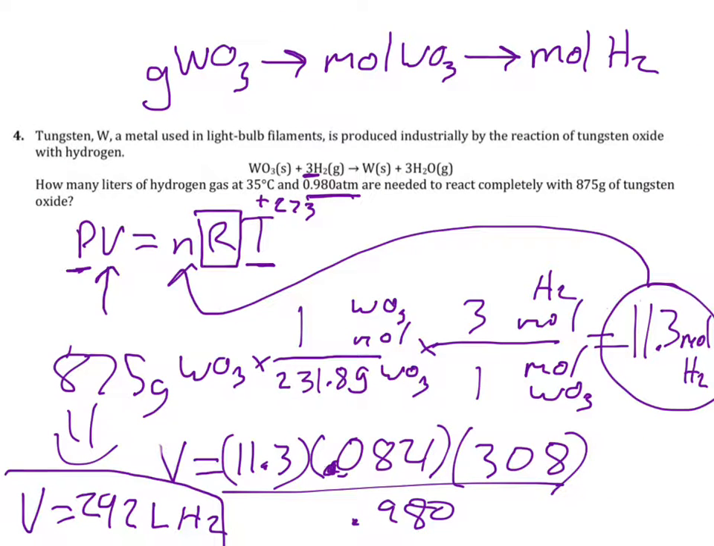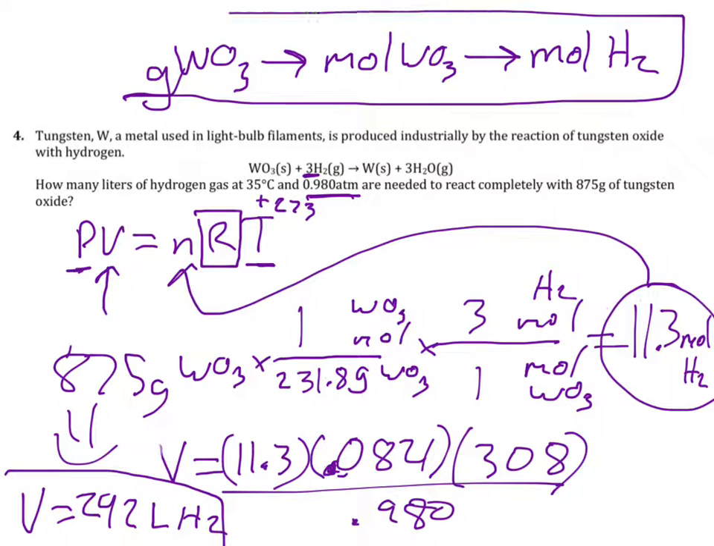And then we have this last one. In this situation, we're given grams and asked to calculate liters, but it's not at standard temperature and pressure. What you do is you convert the grams of the one substance all the way to moles of the gas that you're trying to find. Then you take those moles and you plug it into PV equals nRT. And then you solve for your volume. And those are the 3 types of stoich problems that you will see on the exam.